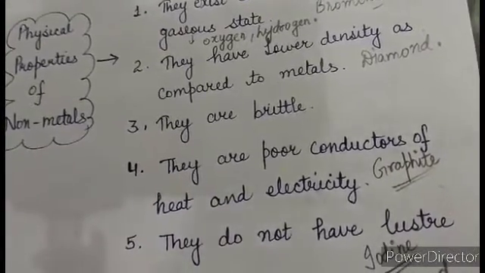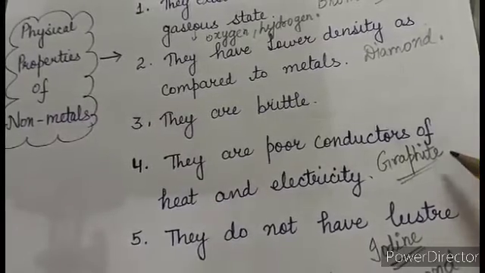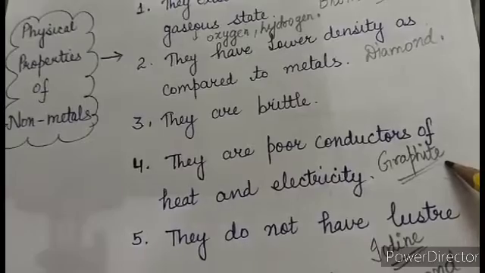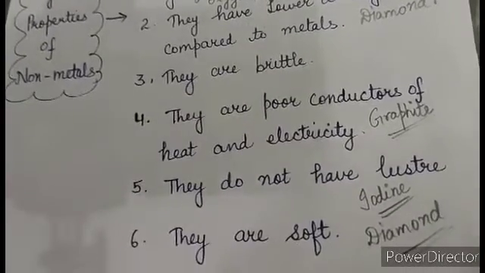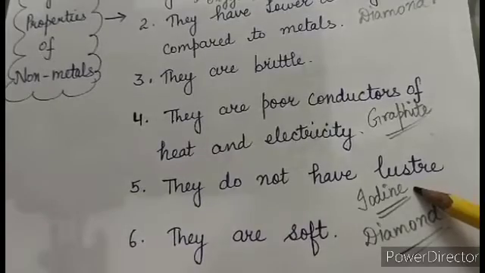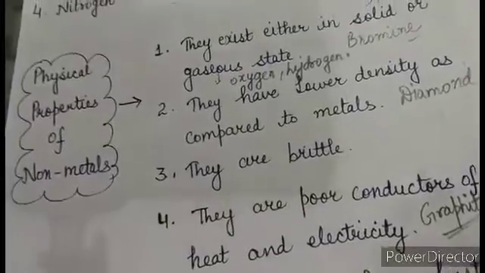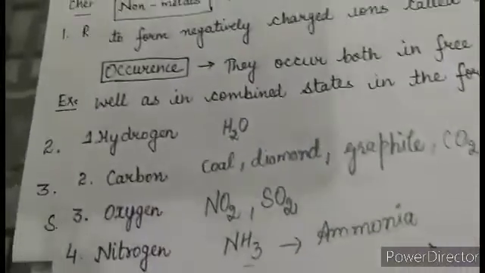They are what? Poor conductors of heat and electricity, whereas graphite, a form of carbon, is what? A good conductor of electricity. They do not have luster, whereas iodine is having what? Shine. That means luster. They are very soft except what? Diamond. Diamond is very hard.